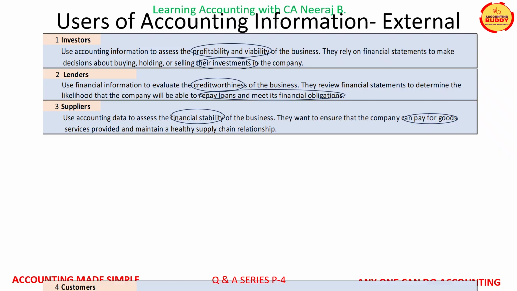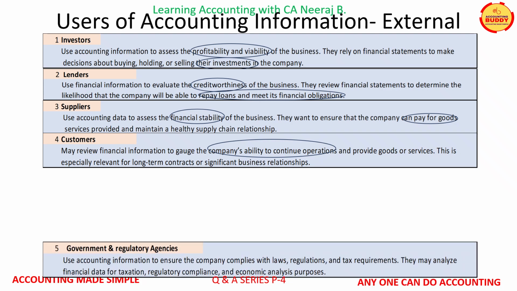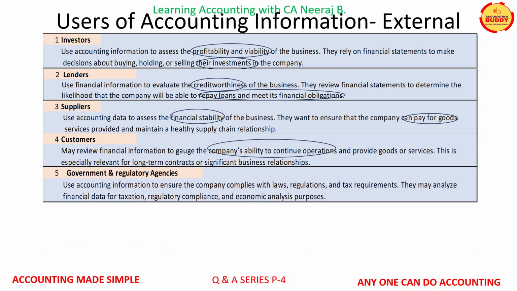supply chain relationship. Customers may review financial information to gauge the company's ability to continue operations and provide goods or services. This is especially relevant for long-term contracts or significant business relationships. Government and regulatory agencies use accounting information to ensure that the company complies with the laws, regulations, and the tax requirements. They may analyze the financial data for taxation, regulatory compliance, and economic analysis purposes.